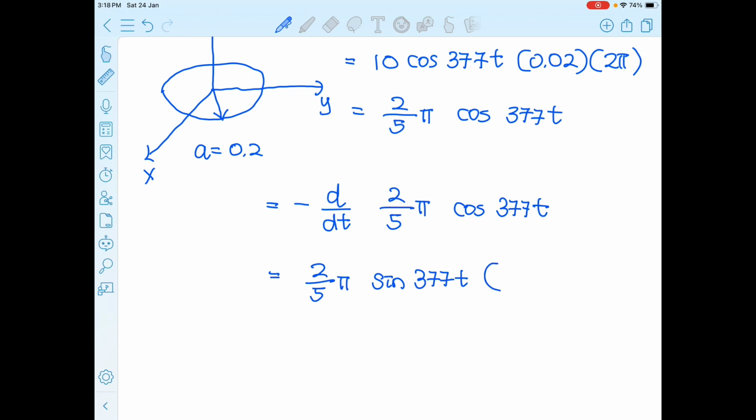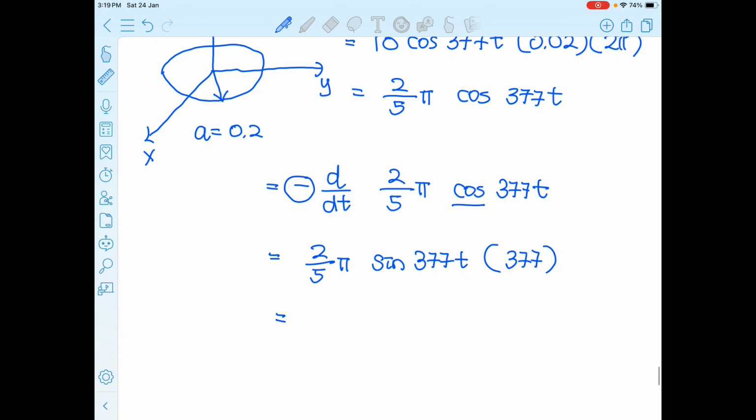And then when you differentiate 377t, you have another 377 here. Cos to sine, in fact you have a negative, so negative becomes positive. That's why the negative sign is missing. I can multiply with 377, so now it becomes 473.75 sine 377t. So this is the transformer EMF generated.